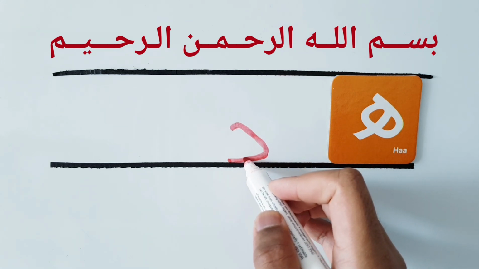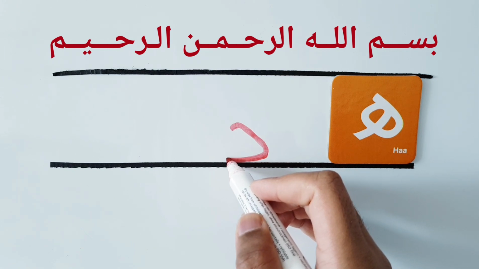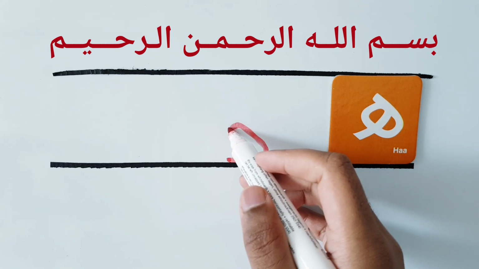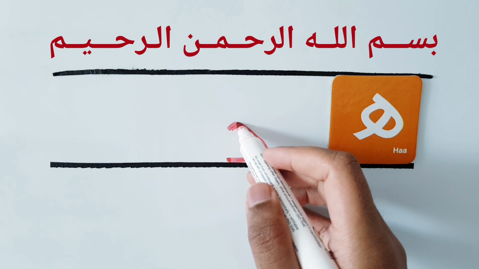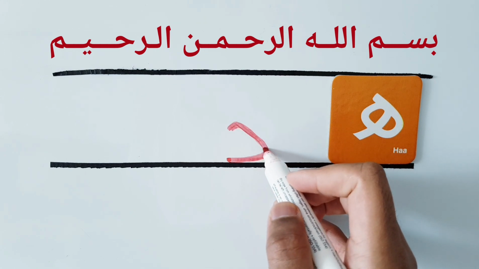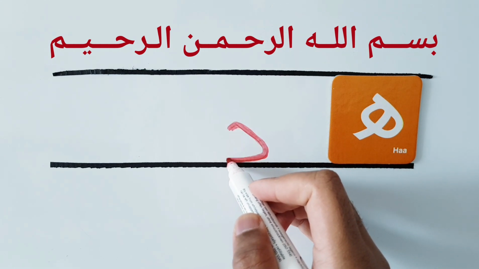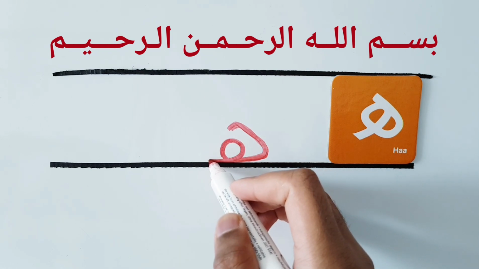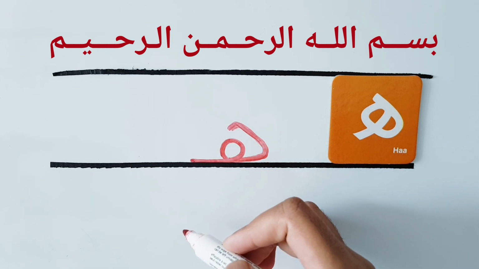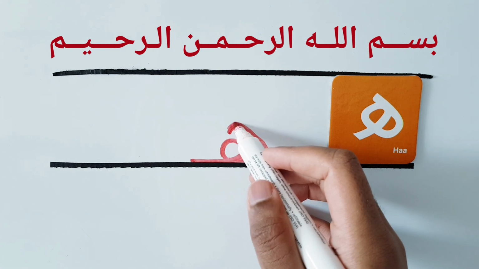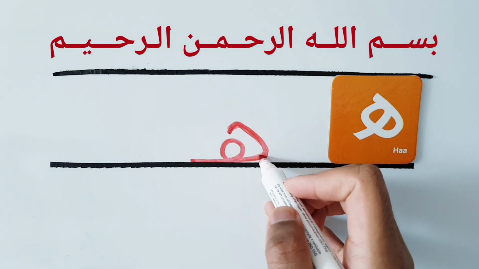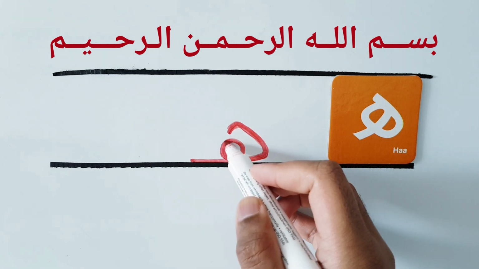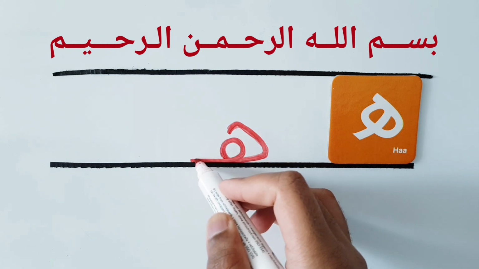It's more closed. Okay. Step number 1 is there. So we close slightly closed, then we do that. That's step number 1. Step number 2 is we're going to do this. That was step number 2. So step number 1 like that, and then step number 2 like that. This is ha.